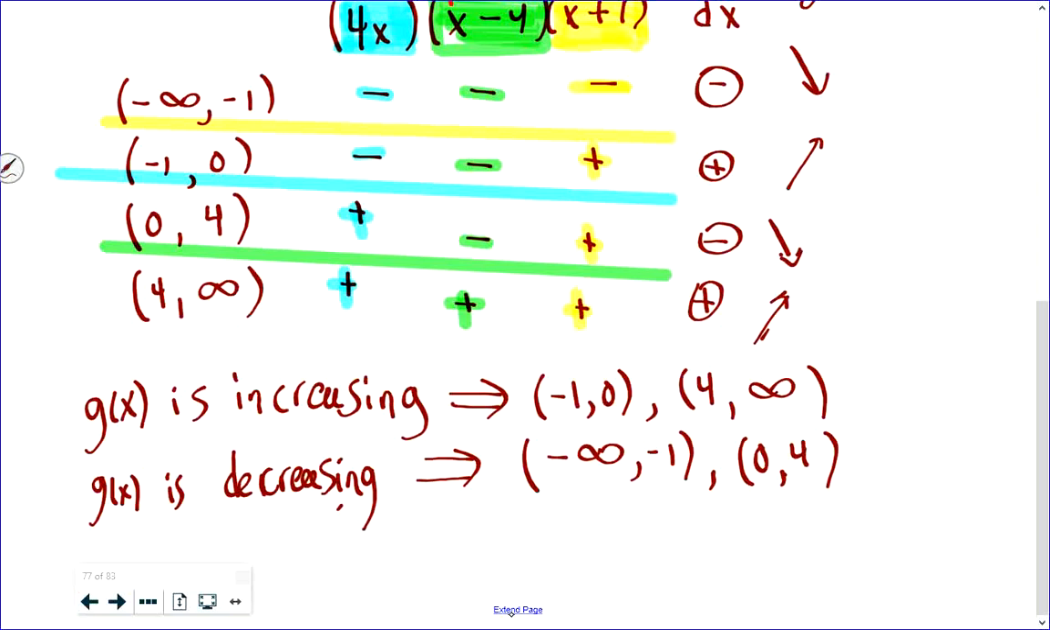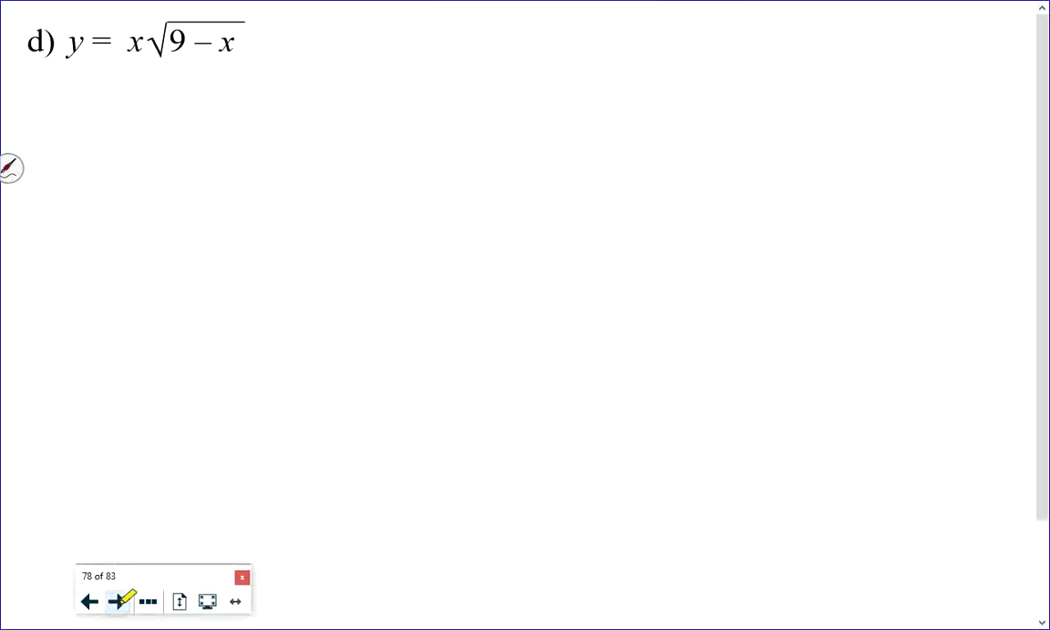All right, if we take a look at D, D is decidedly different because it's not a polynomial function. So the first thing we need to do is find the derivative of this. I'll rewrite it. Y is equal to x times 9 minus x to the half. We have to use the product rule. So we have to rewrite it with an exponent, and then we have to use the product rule.